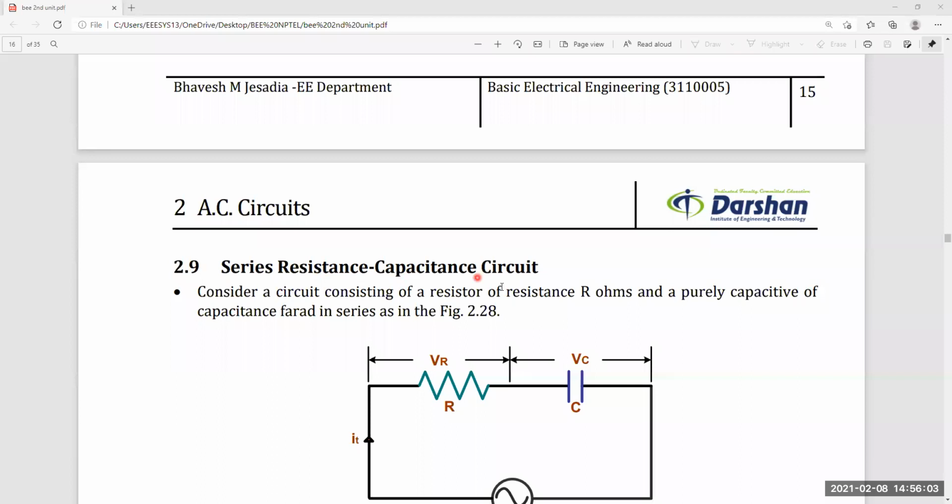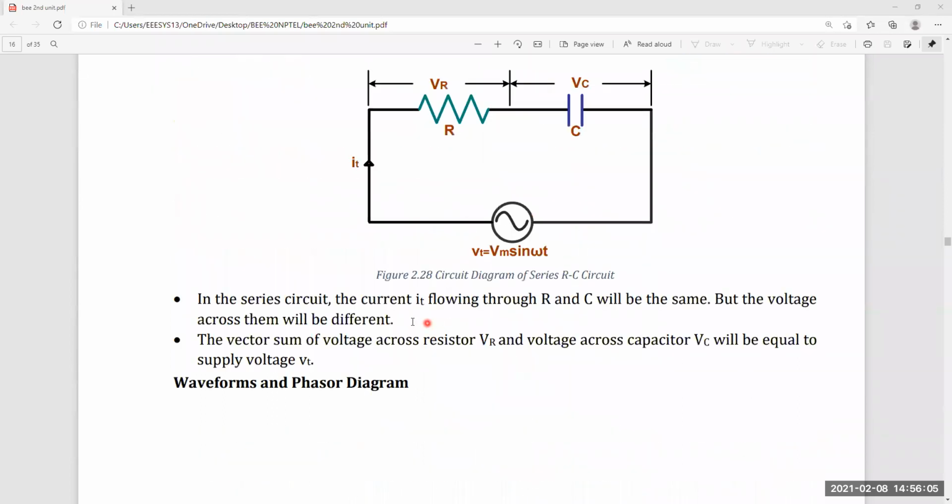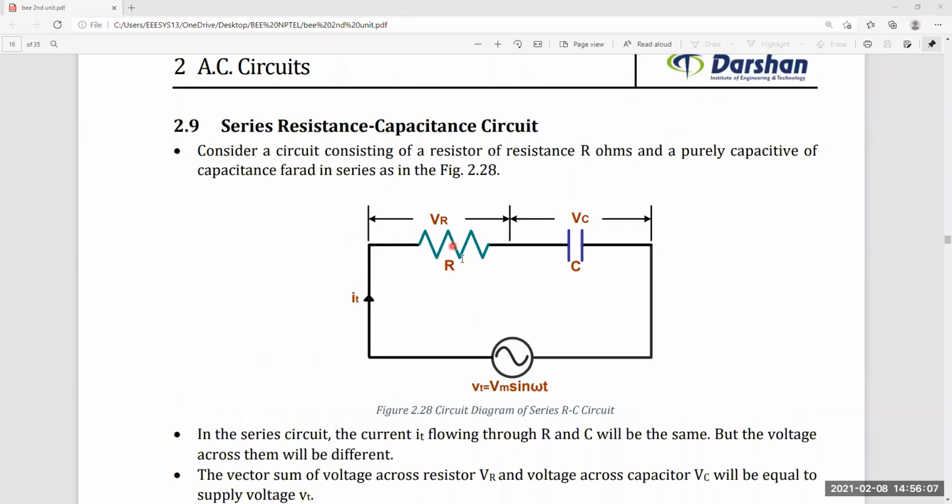Series resistance and capacitance circuit. Consider a resistor and capacitor, VR and VC. So what is the concept here? Voltage before current concept, for the inductor. Here the voltage across the capacitor means the capacitor current leads, that is, the voltage lags.